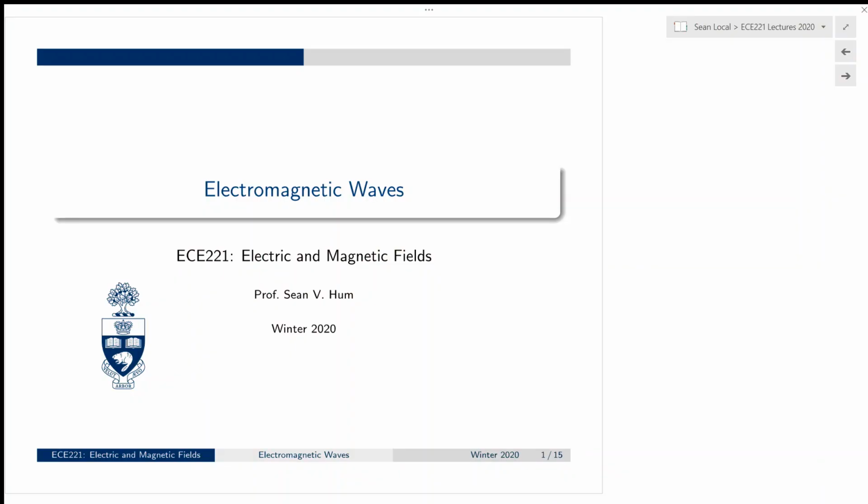In previous videos, we've been looking at applications of Maxwell's equations, and now we're going to turn our attention to a specific solution to Maxwell's equations, which are known as electromagnetic waves. Electromagnetic waves are a very important topic because various forms of radiation, such as radio waves, light waves, infrared, ultraviolet, and so on, these are all examples of electromagnetic waves.